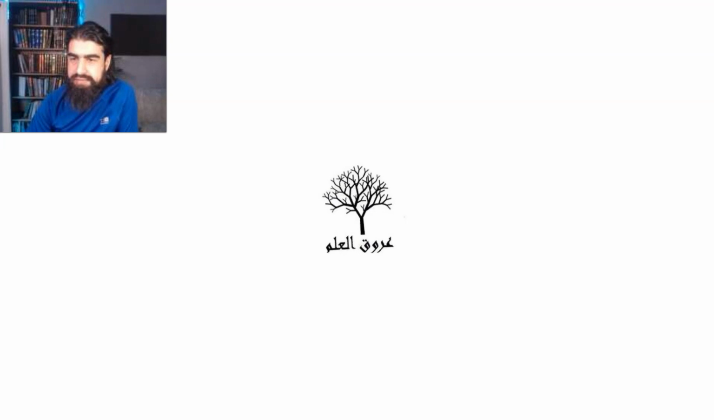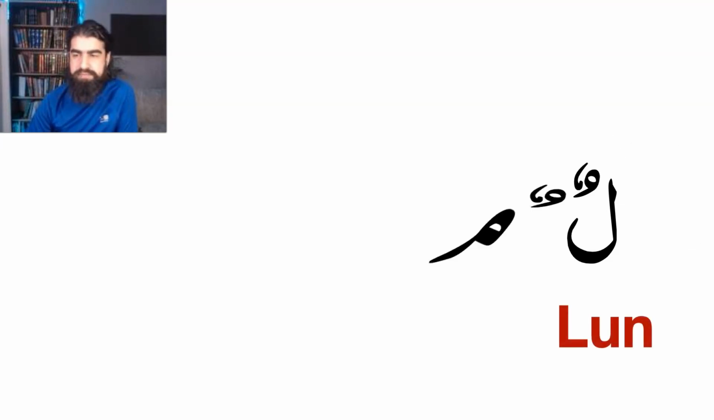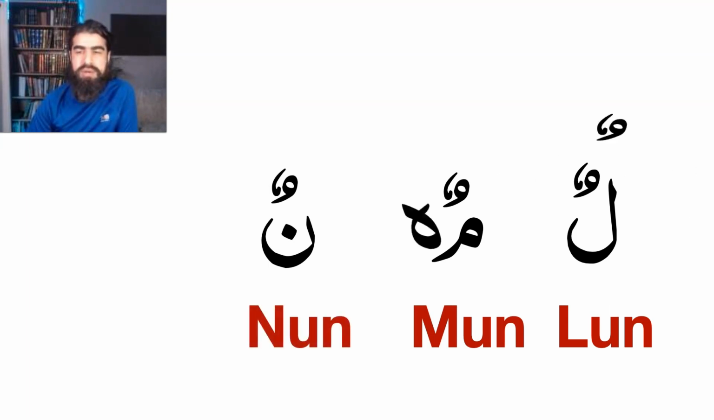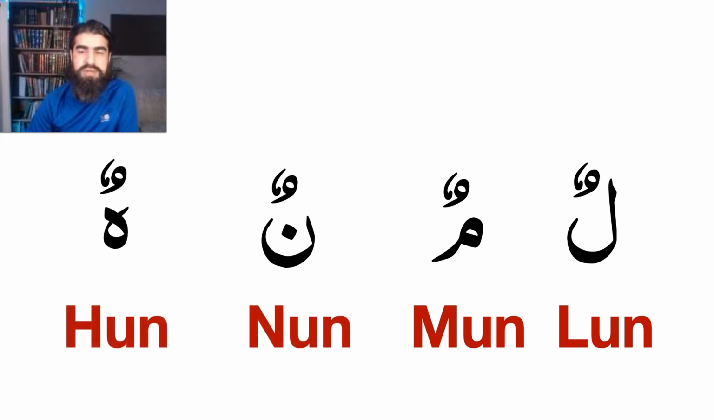So first of all, the letters of today. Now we're going to finish off the letters for the two Dhamma patterns. So this is Lun. Say it with me, Lun. This is Mun. Nun. Hun. So say all these letters with me. Lun, mun, nun, hun. Excellent.